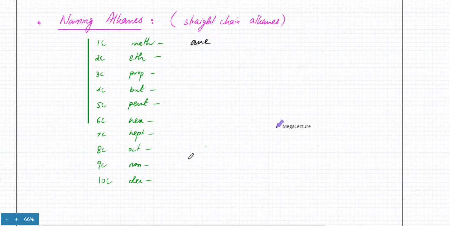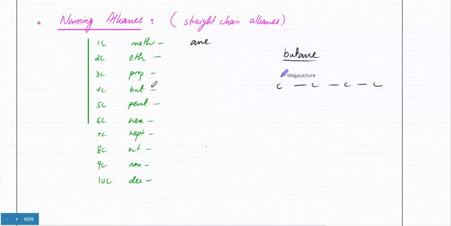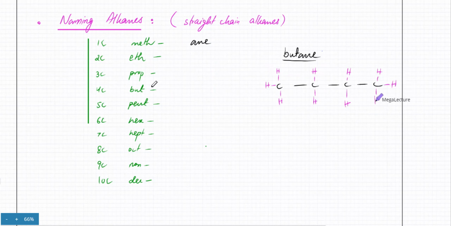So, for example, if I want to draw butane, the starting point "but" actually represents that there are 4 carbon atoms. So I'm going to have 4 carbon atoms. So that's one, two, three, and 4. And I just need to fit in the hydrogens. All of them would be single bonds. So this one would have 3 hydrogens. This carbon will have 2 hydrogens. This will have 2 hydrogens, and this would have 3 hydrogens. So this is a molecule of butane.